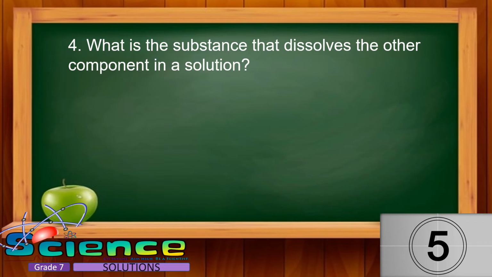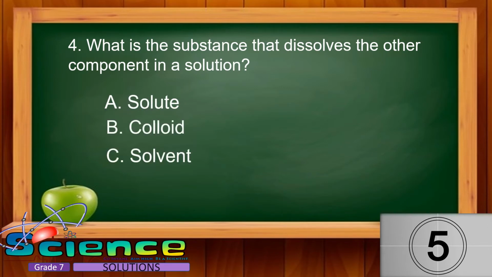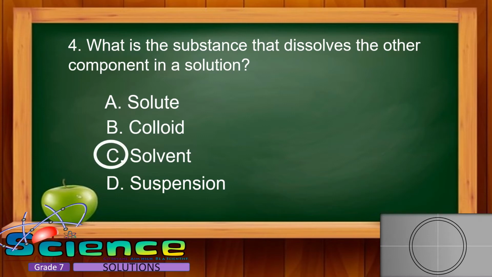Number 4. What is the substance that dissolves the other component in a solution? A. Solute. B. Colloid. C. Solvent. D. Suspension. If your answer is letter C, you are correct.